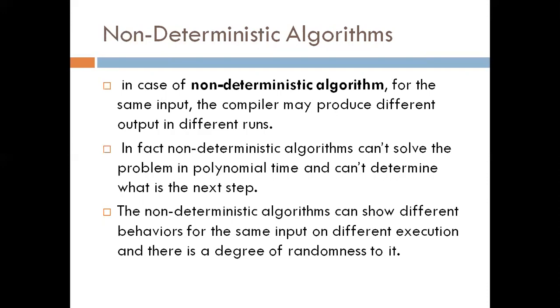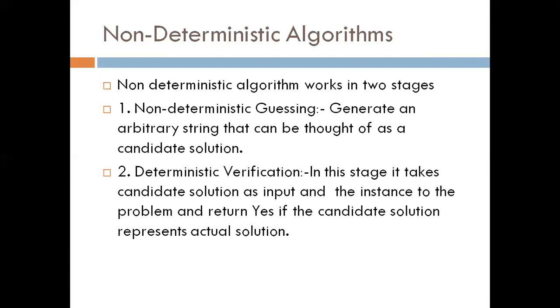In fact, a non-deterministic algorithm can't solve the problem in polynomial time and can't determine what the next step is. A non-deterministic algorithm can show different behavior for the same input on different executions, and there is a degree of randomness to it. This non-deterministic algorithm, or we can say NP class problem, works in two stages. First is the non-deterministic guessing stage, and second is the deterministic verification stage. In the first stage, it generates an arbitrary string that can be thought of as a candidate solution.